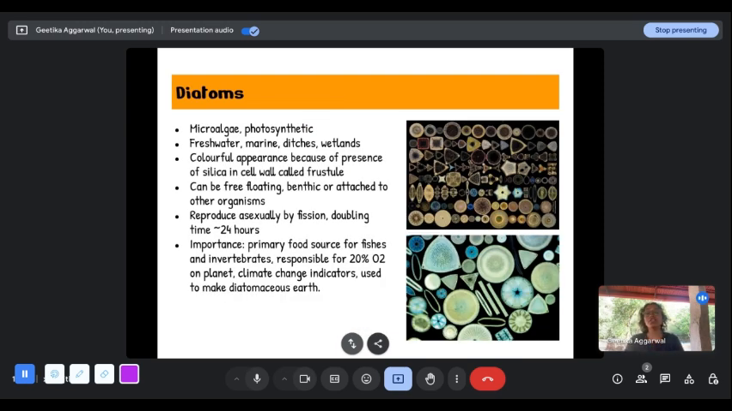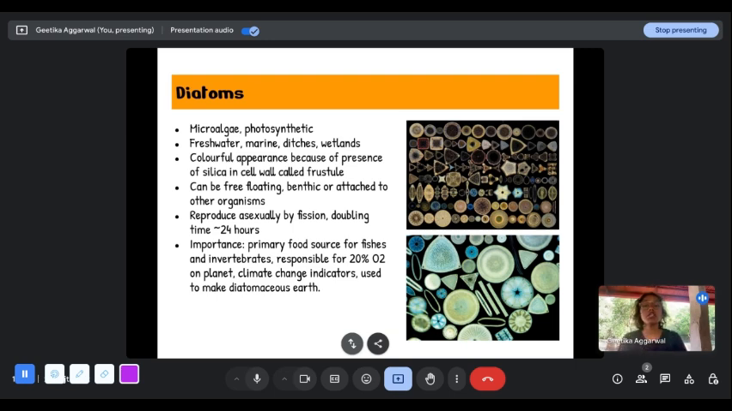Then the next thing that was discussed were diatoms. You can look at this image. They are these very pretty looking cells. They are actually microalgae, and they are photosynthetic. They can produce their own food by using sunlight. They can be present in fresh water, in marine water. They can be present in ditches, in wetlands, and they're actually very colorful, as you can see in these images.